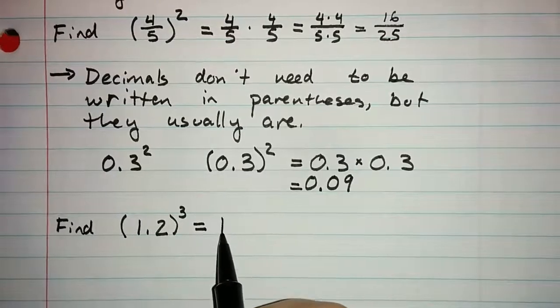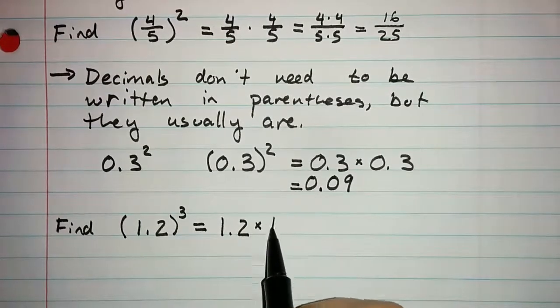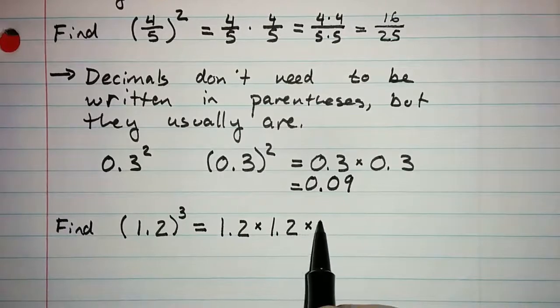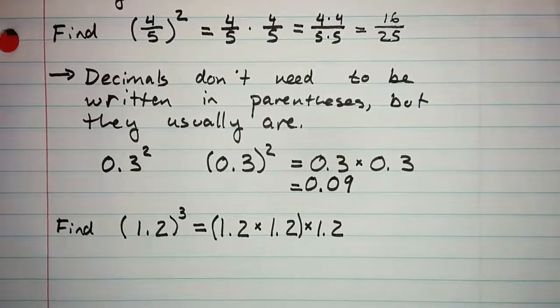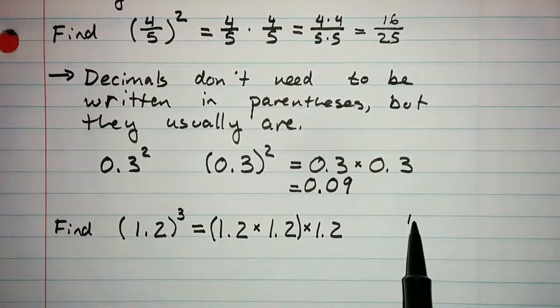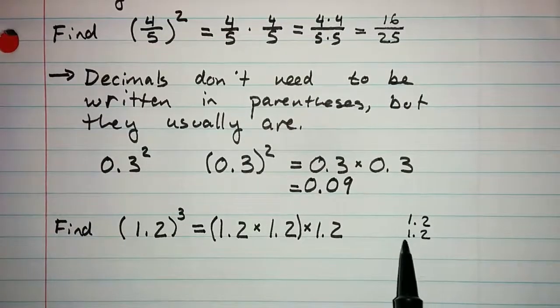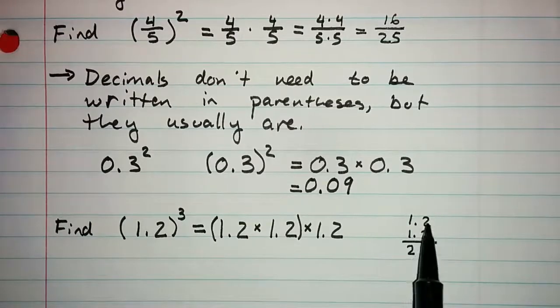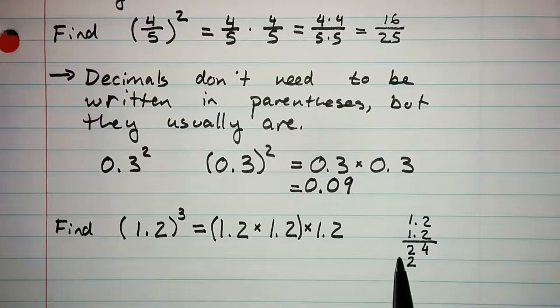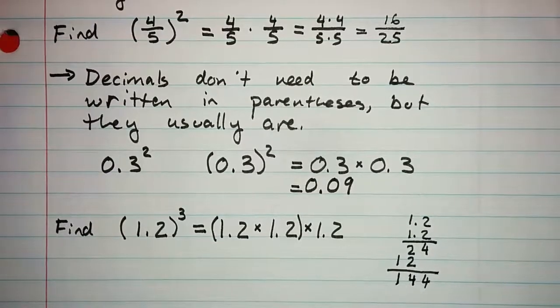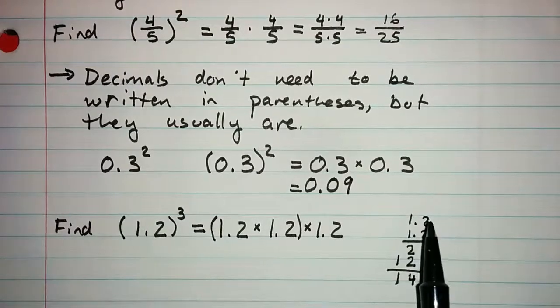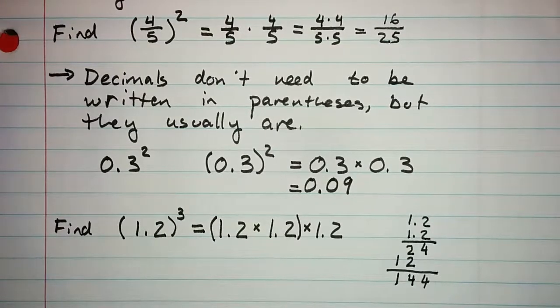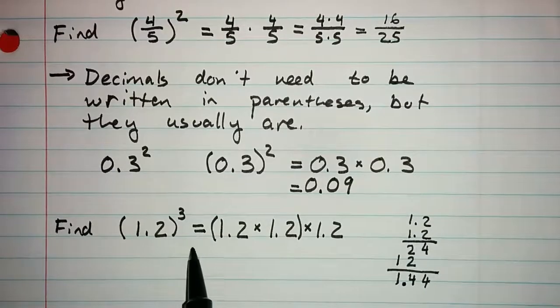Alright, this means 1.2 times 1.2 times 1.2. Performing this first multiplication, 1.2 times 1.2. 2 times 2 is 4, 2 times 1 is 2. 1 times 2 is 2, 1 times 1 is 1. Add up 4, 4, 1. Where does the decimal point go? 1, 2 digits to the right of the decimal point. So the decimal point needs to be here.